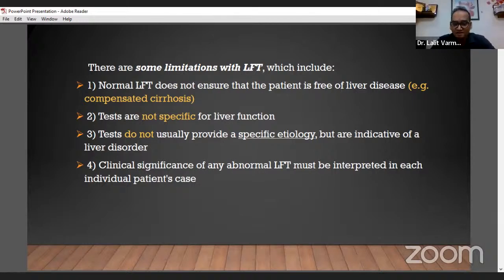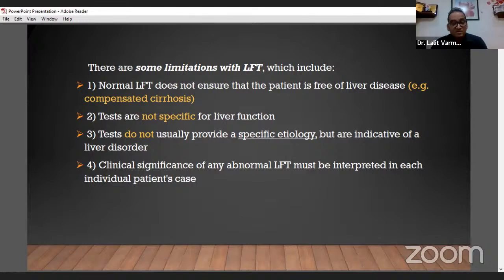Second, tests are not specific for liver function. So there's no test which can tell you, oh, SGOT is high, it's viral, SGPT is high, it's XYZ thing. So it's not specific for any particular disease. Tests do not usually provide a specific etiology, but are indicative of a liver disorder. What I mean here is they will tell you, okay, there is something here, but we have to do more if the LFTs are deranged.